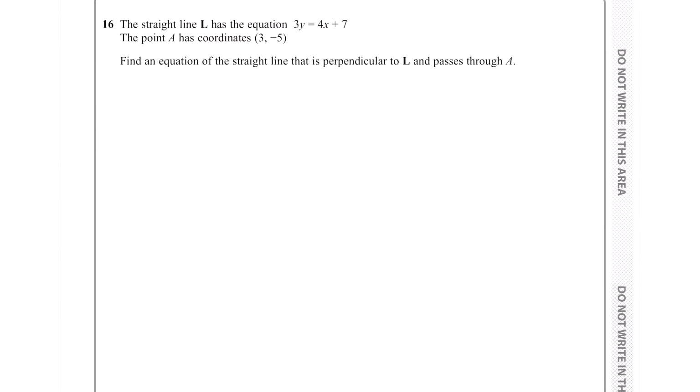L is a straight line with the equation 3y is equal to 4x plus 7. The point A has coordinates 3, minus 5. Find the equation of a straight line that is perpendicular to L that passes through A.